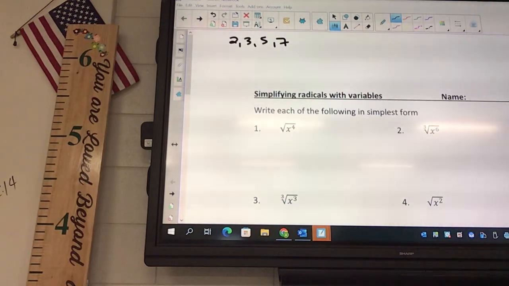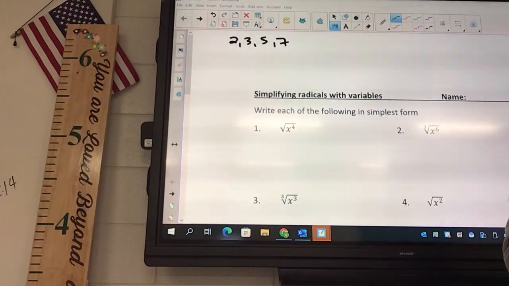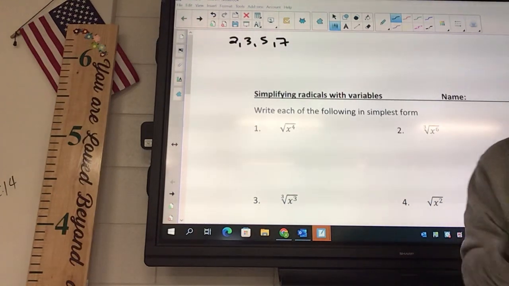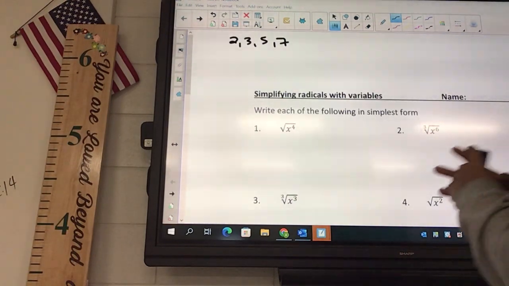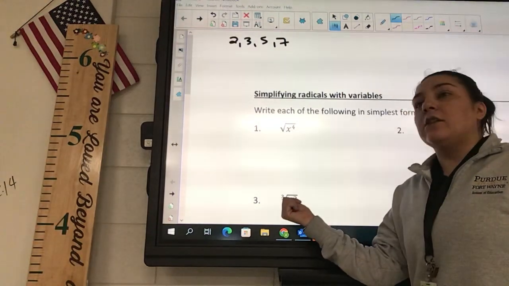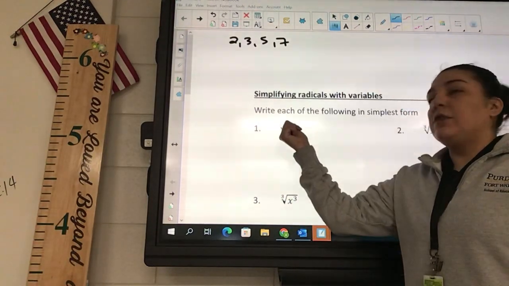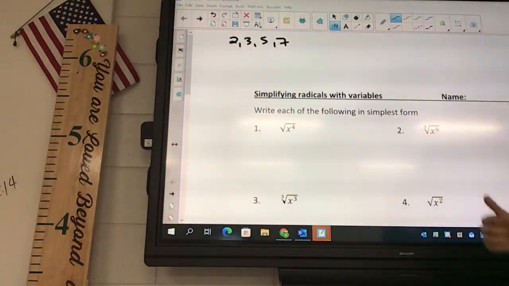So the groups are still going to be the same when you're doing variables, and tomorrow we'll be doing numbers and variables. So we've already done just numbers. Today we're doing just variables, and then tomorrow we'll be doing numbers and variables when they're all in one underneath that radical. And so the group number still works the same. Like this has it, you'll take them out in groups of 3. This you'll take them out in groups of what? 2. Okay, this one 3, this one 2.